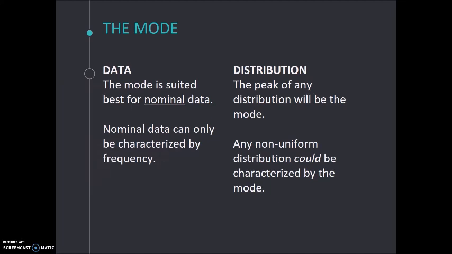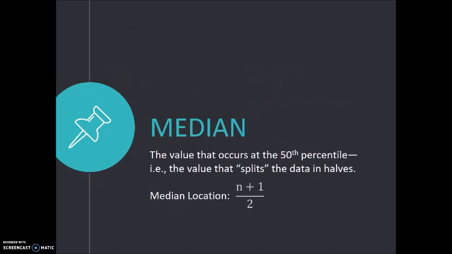Now, you can have multiple modes, bimodal or trimodal data, which occurs when you have more than one number that occurs very frequently. So if I had a set of data and the number 2 and the number 5 both occurred 30 times, and 30 was the greatest frequency with which any number occurred, then both 2 and 5 would be my modes, and this would be a bimodal distribution.